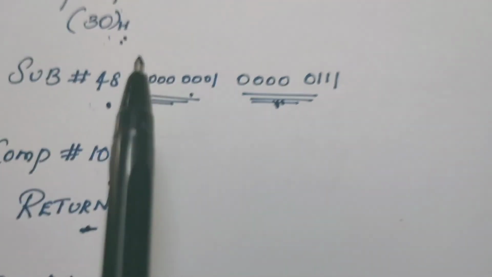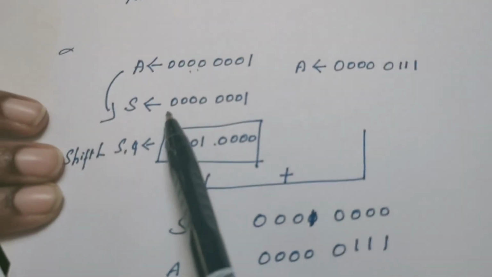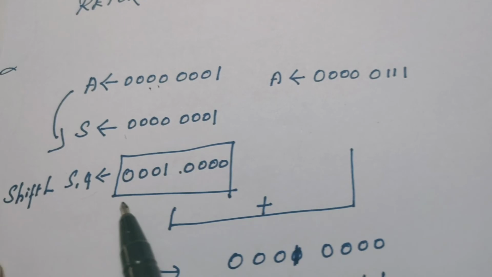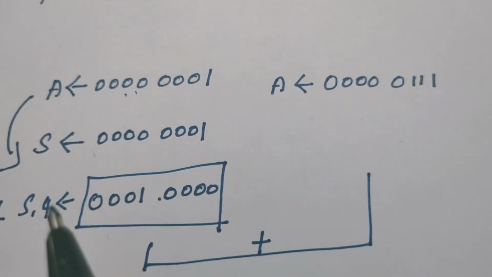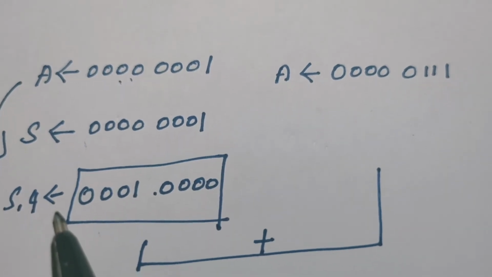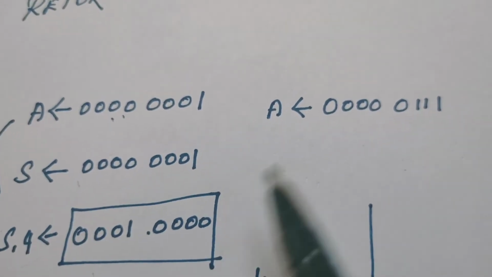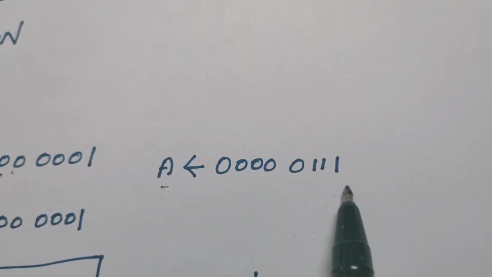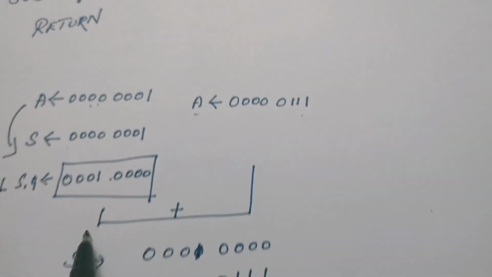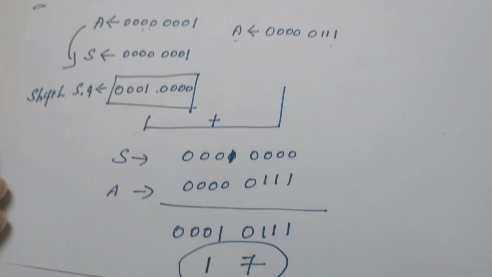When the first character is read, it is loaded into the accumulator. From the accumulator the data is moved to S. Then again we are shifting left the content of S 4 times. Then the main program is calling the subprogram to read another character. When the other character is read and the same conditions are checked, this is what is available in the accumulator. S and A are added and this is the result.